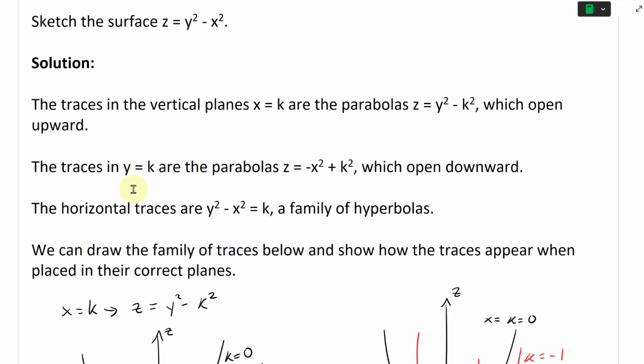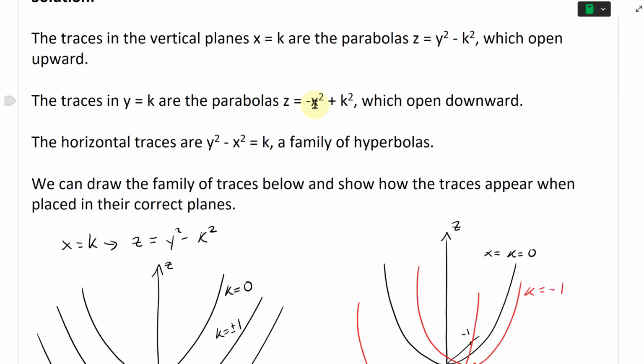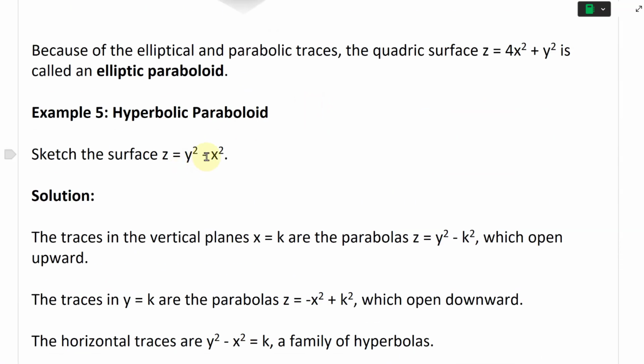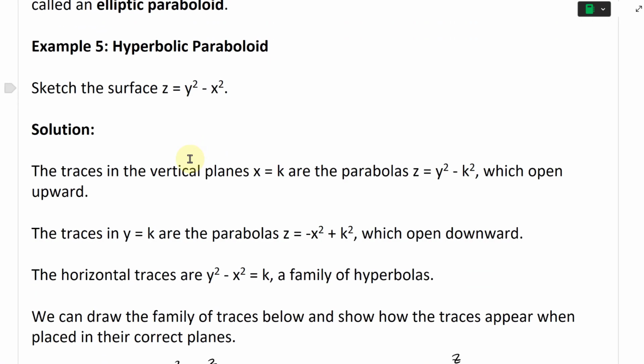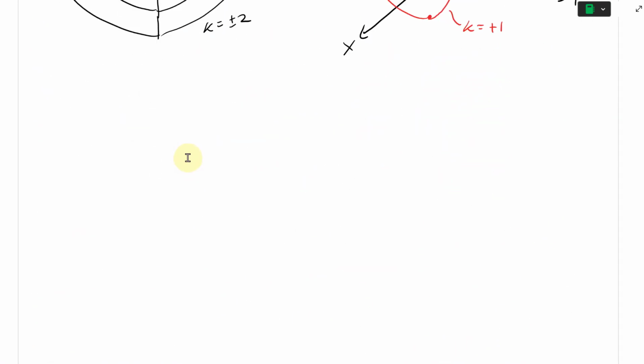Now the other vertical one is y equals k. So the parabolas, when you have y equals k, we're going to have z equals -x squared plus y squared, or k squared. So let's write that down. So we'll have y equals k. So we're going to get z equals -x squared plus k squared. So these ones are going downwards now.